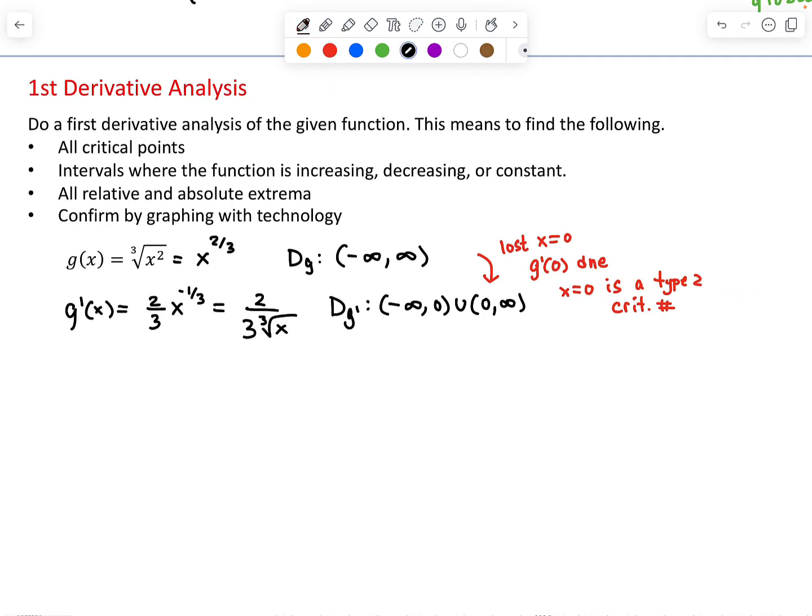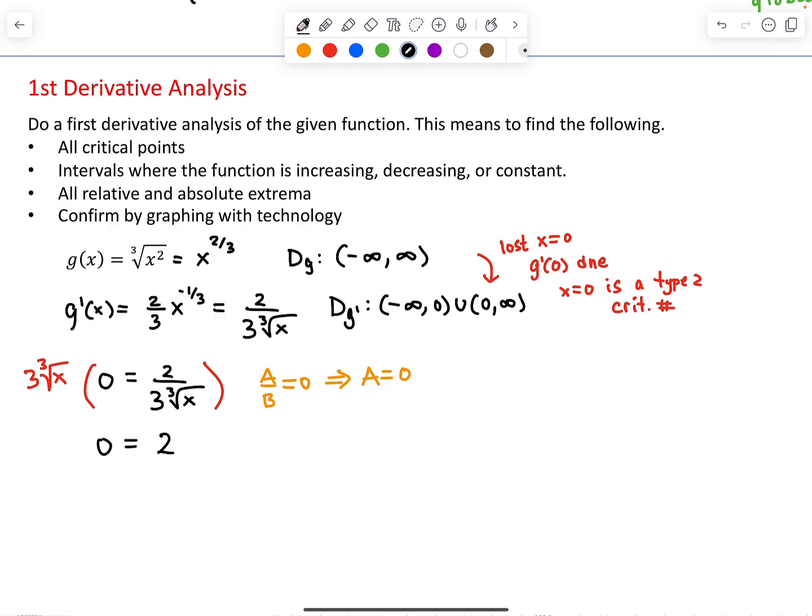And now we look for type 1 critical numbers. If you take the derivative and set it equal to 0, so we have 0 equals this fraction. And in general, if you have a fraction equals 0, that always implies that the numerator must be 0, which is what would occur if I chose to multiply both sides by 3 cube root of x. 0 times that expression stays 0, and the other side just becomes 2. But this has no solution because there is no x in the numerator. There's no way I can make this fraction become 0 by making a choice for x, because there's no way I can make the numerator 0 by making a choice of x. This means that there are no type 1 critical numbers.